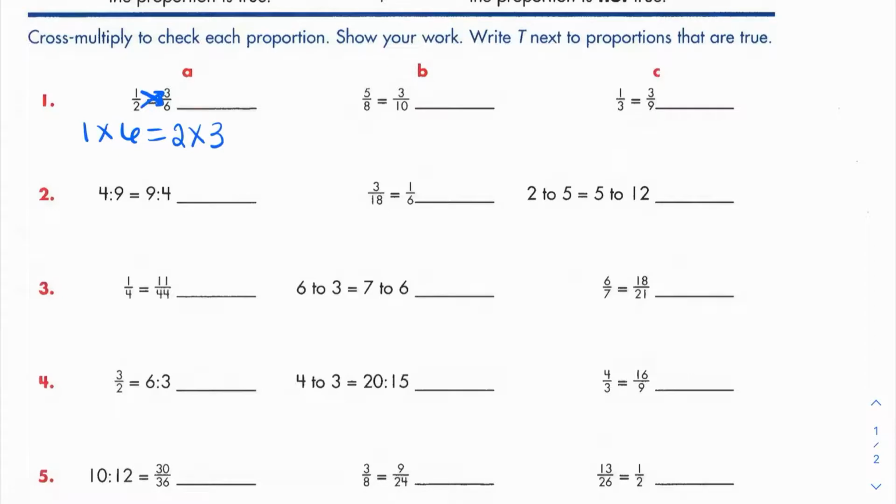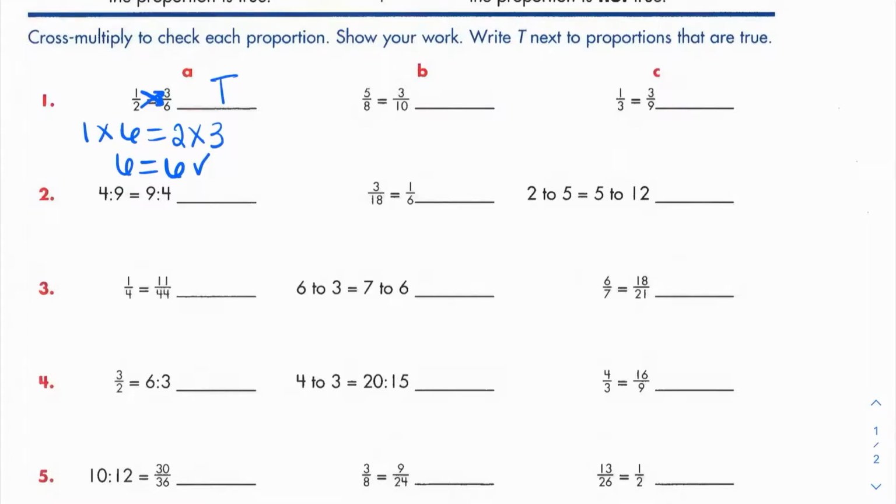Now that we have cross multiplied, we have 1 times 6 equals 2 times 3. We actually need to do that multiplication, and 1 times 6 is 6, and 2 times 3 is 6. So 6 equals 6 is a true statement, so this proportion is true. So the directions say to write T next to the proportions that are true. So we are going to write T in the blank.